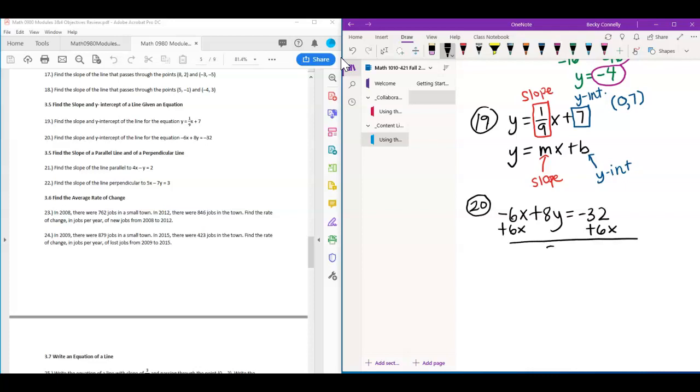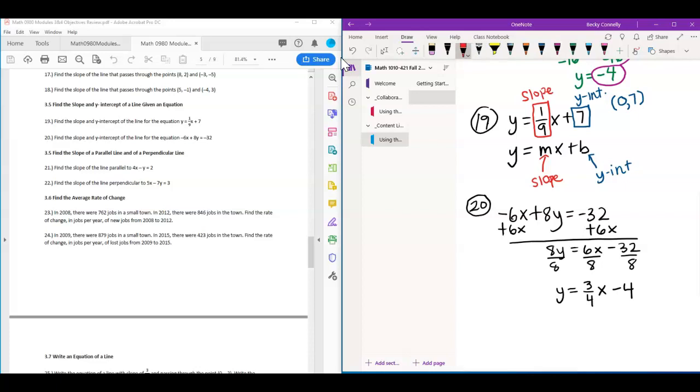and that will give me 8y equals 6x minus 32. And then y is still not by itself. We need to divide everything by 8. And if I reduce the fraction, right, 6/8 will reduce to 3/4. So I've got 3/4 x. And then negative 32 divided by 8 is negative 4.